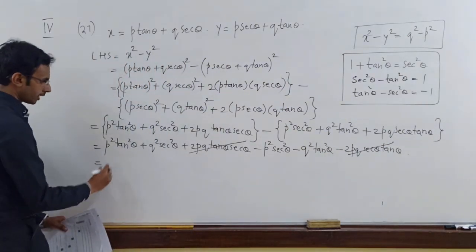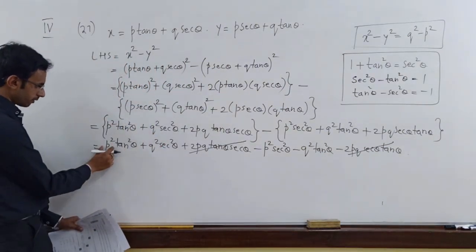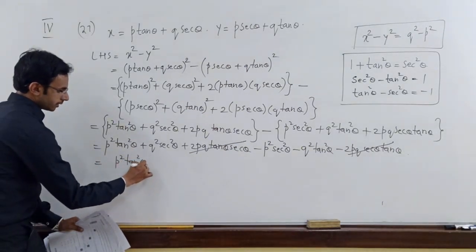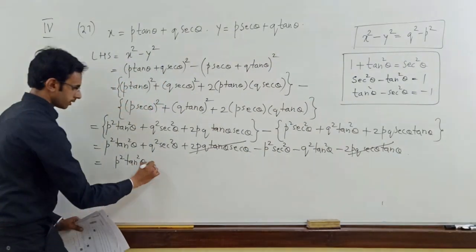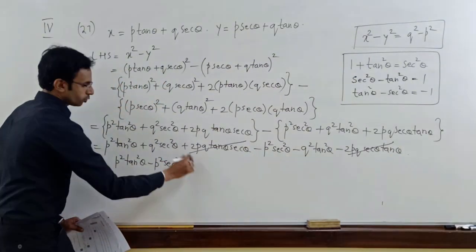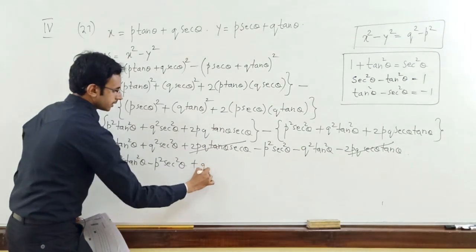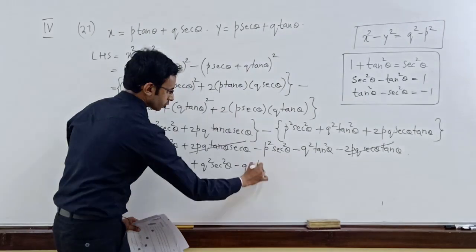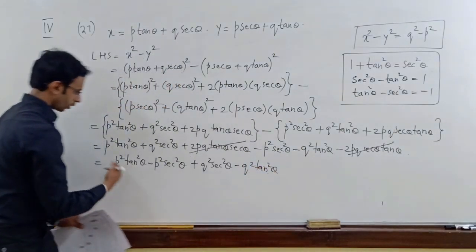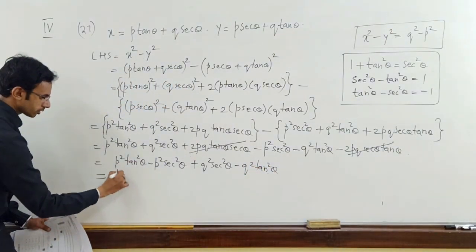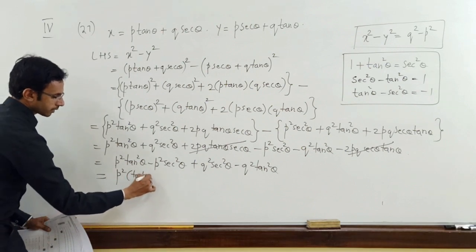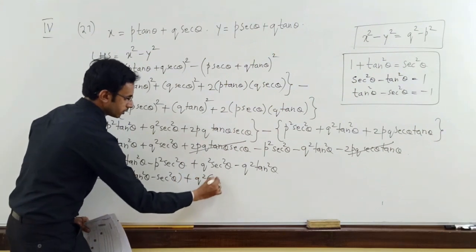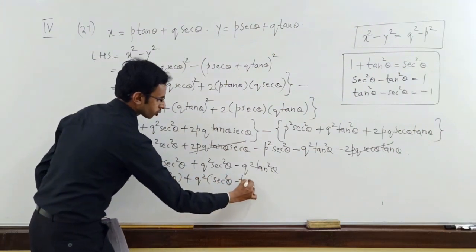So you collect the terms which have the same coefficient, that is P square tan square theta minus P square secant square theta. Then you group Q square secant square theta and minus Q square tan square theta. It's easy to take common factors now. P square is common in both, so you get tan square theta minus secant square theta. In these two, Q square is common, you get secant square theta minus tan square theta.